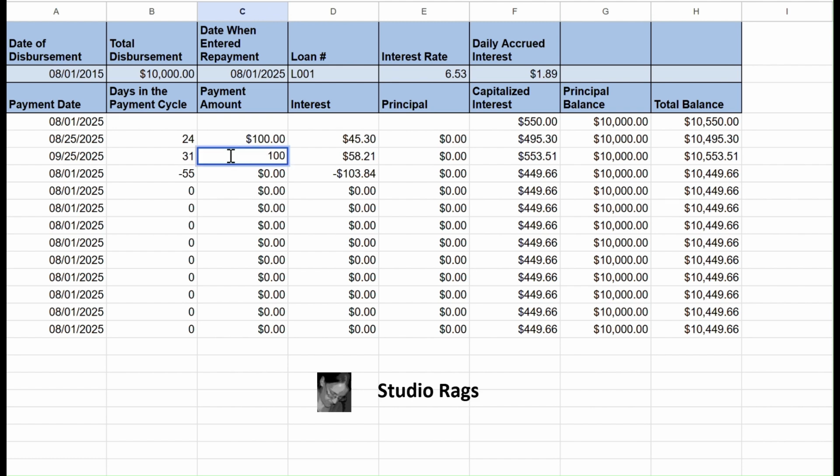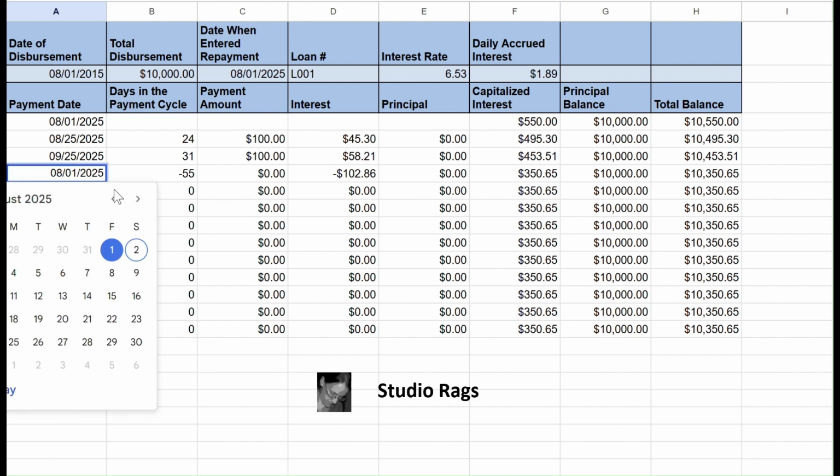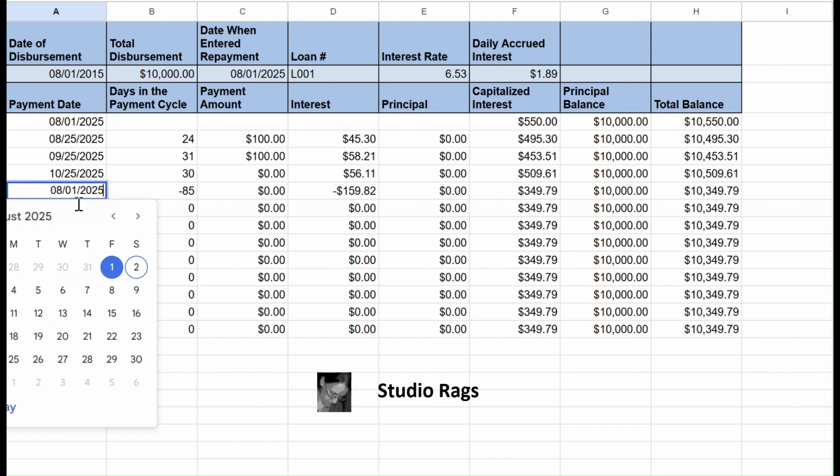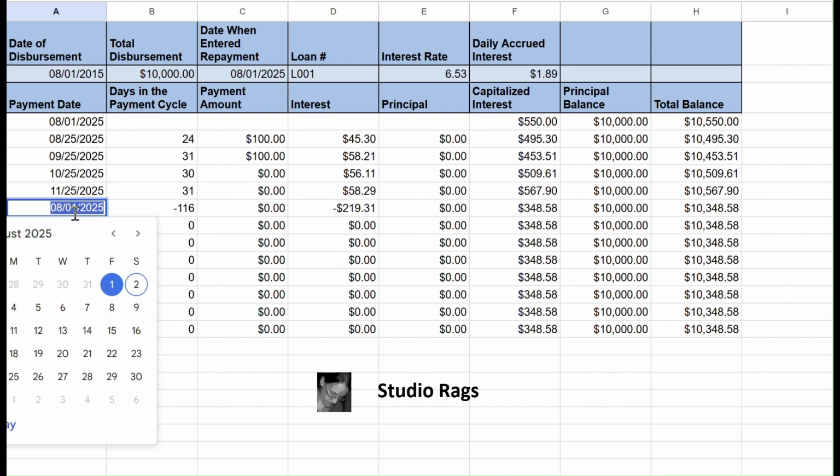Okay, so your interest is more. And if we assume the same $100 payment, again, this $100 payment is going to pay off this $58 in interest first, and then the rest of it is going to reduce the capitalized interest. Still, no headway is made on the principal balance. All right, so let's take this down a few more months. Let's go to October, and let's go to November. And let's fill into December.